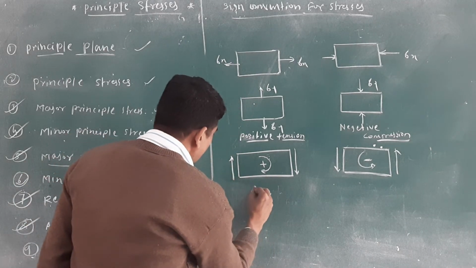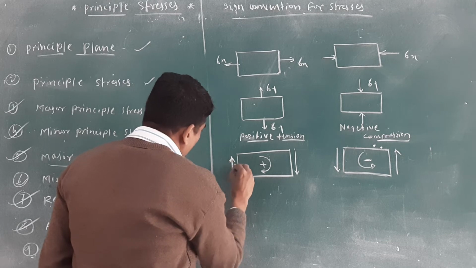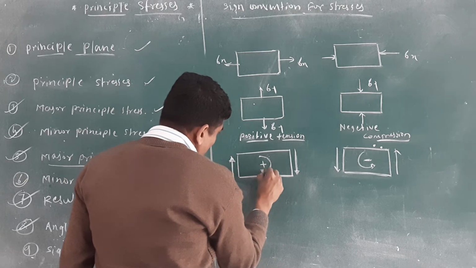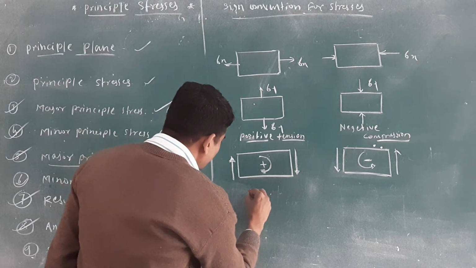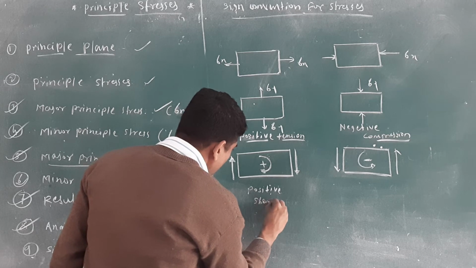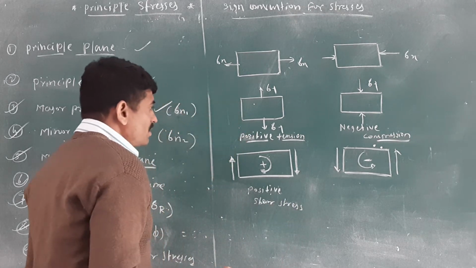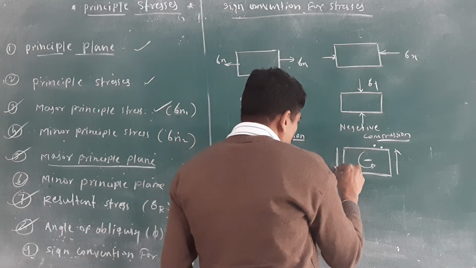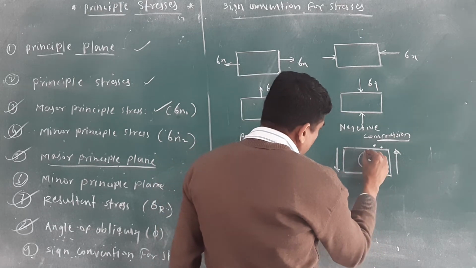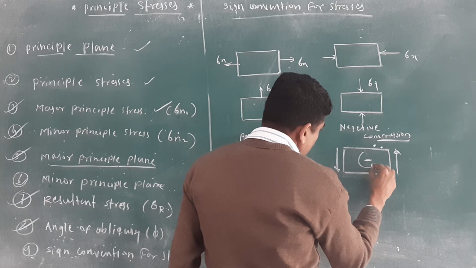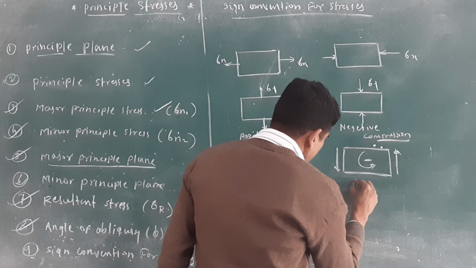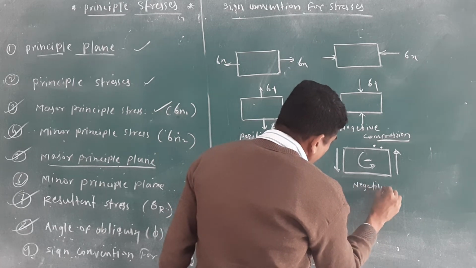Then I will consider if the force is in the upward direction on the left side and downward direction on the right side, then the movement of this shear is clockwise. Then I will consider this the positive shear stress. This sign convention is very important. If on the left side the force is downward and on the right side upward, then the movement of this shear stress is anti-clockwise, or counter-clockwise direction. Then you will get the negative shear stress.